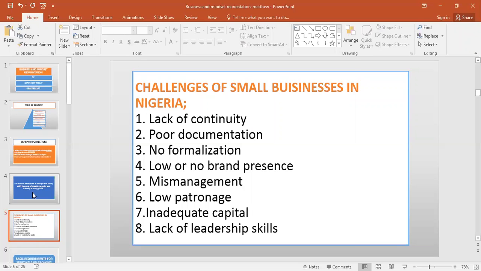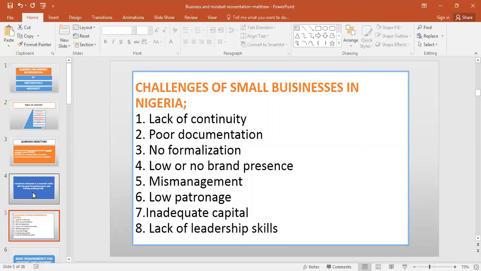The next is poor documentation. People are just doing businesses without having documents, without having evidences, without record keeping. And this is one of the factors that affect businesses from accessing business finances or attracting serious investors. A lot of people are doing business without formalizing it, without registering it.